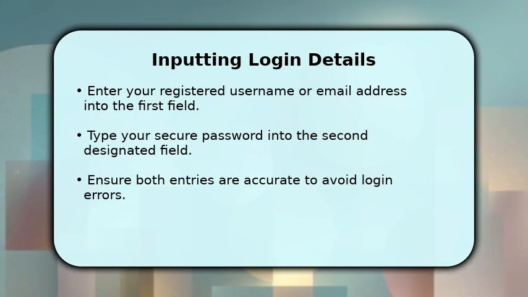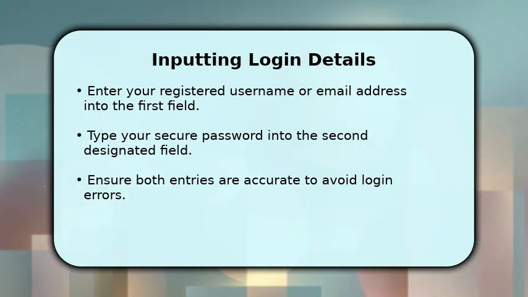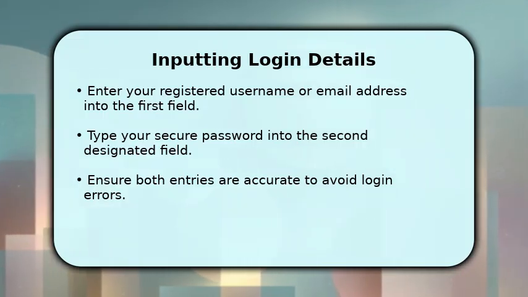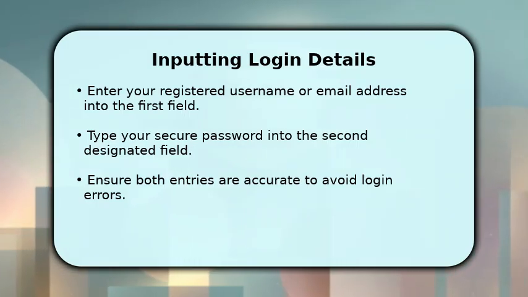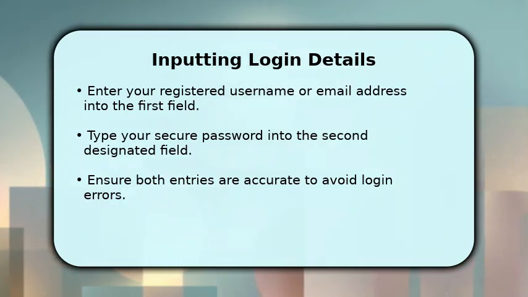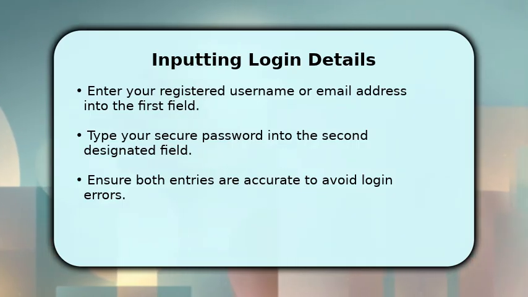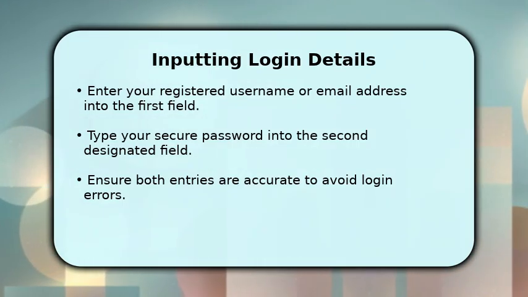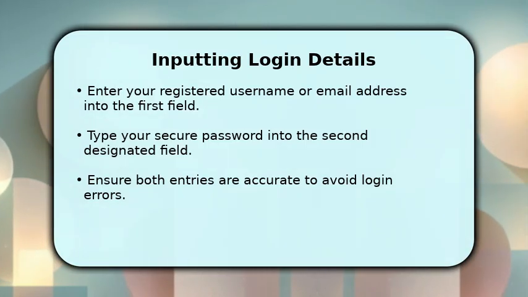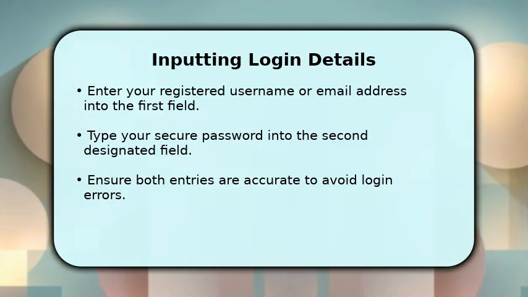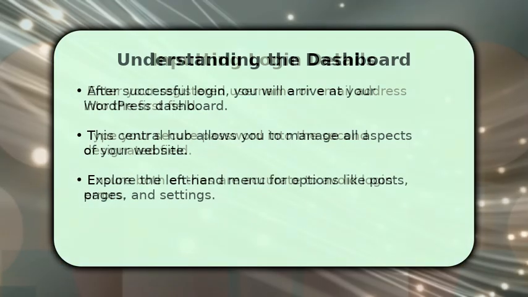Once you are on the login page, you will see two fields. The first field is for your username or email address, which you set up when your WordPress site was created. The second field is where you will enter your password. Make sure to type both carefully, paying attention to capitalization, as passwords are case-sensitive. Double-checking these details will help ensure a smooth login experience every time.